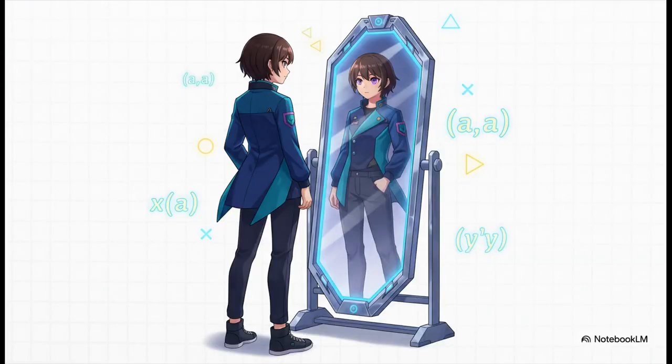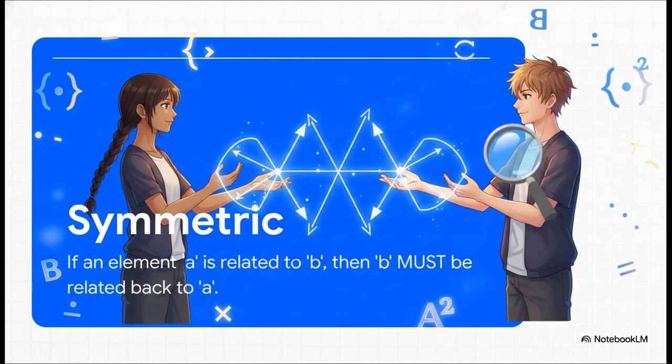A great way to think about this is the mirror test. It's the perfect analogy. For a relation to be reflexive, it's like every element has to be able to look into a mirror and see itself. So if your set is 1, 2, 3, you absolutely must have the pairs 1, 1, 2, 2, and 3, 3 in your relation.